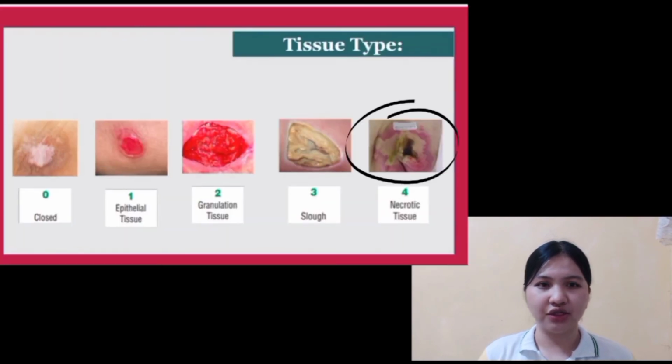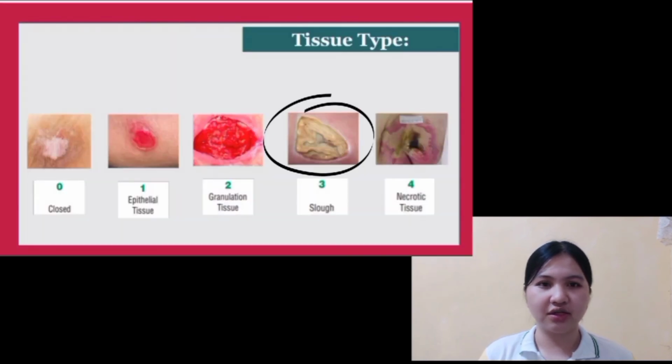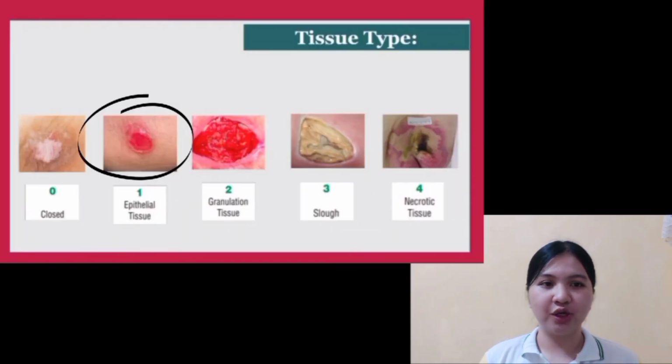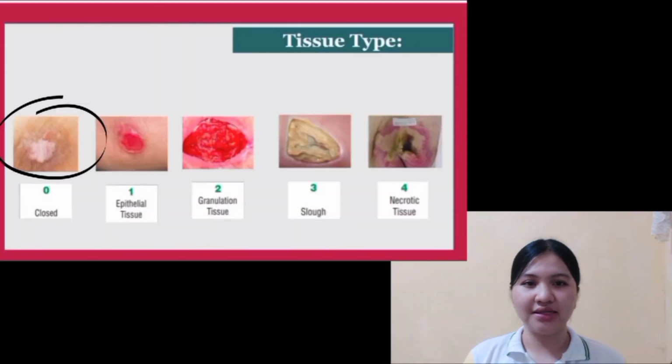If necrotic tissue is present, it is given a score of 4. And if necrotic tissue is not present but slough is, it is given a score of 3. Granulation tissue receives a score of 2. A superficial wound that is re-epithelializing obtains a score of 1. And lastly, a score of 0 is given to a closed wound.